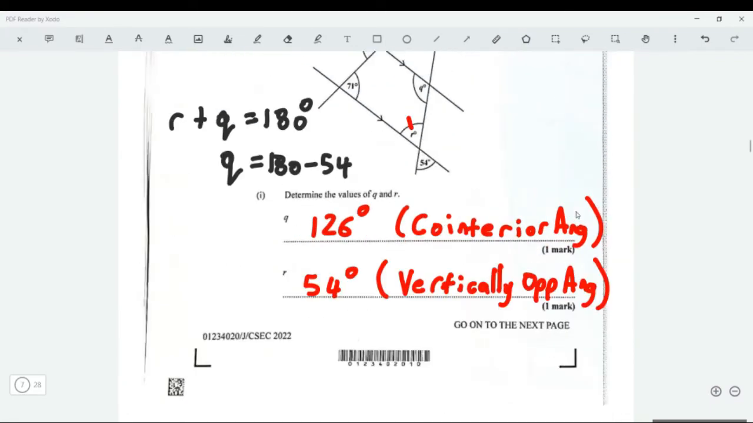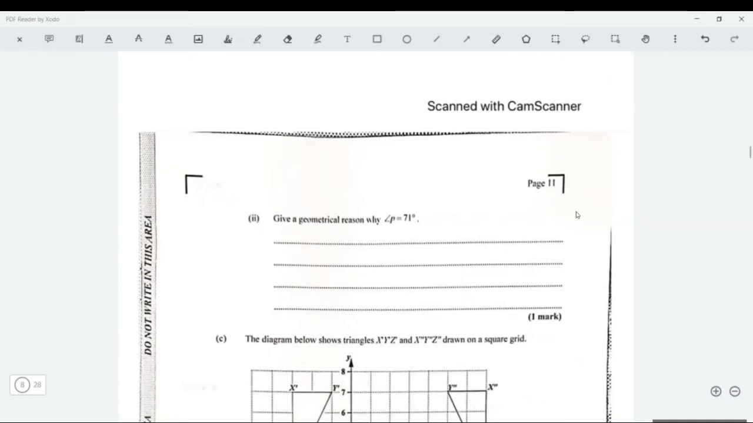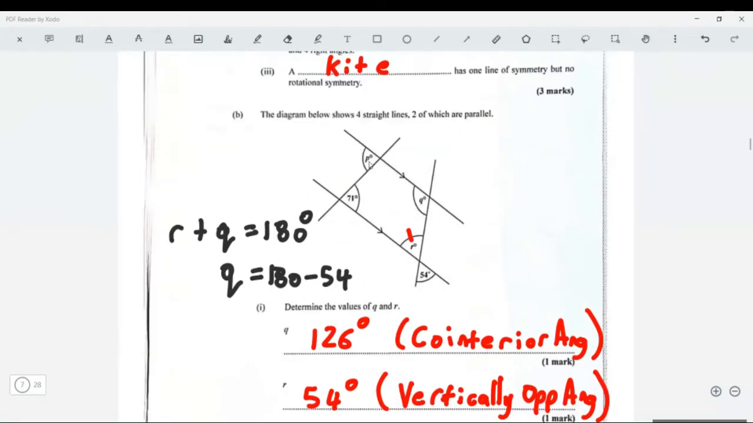That takes care of R and Q. Now the next part of the question says, give a geometrical reason why angle P is 71 degrees. So they're telling us this angle right here, angle P, is 71 degrees, using a geometric reason. But the geometric reason is clear. This is Z angles.